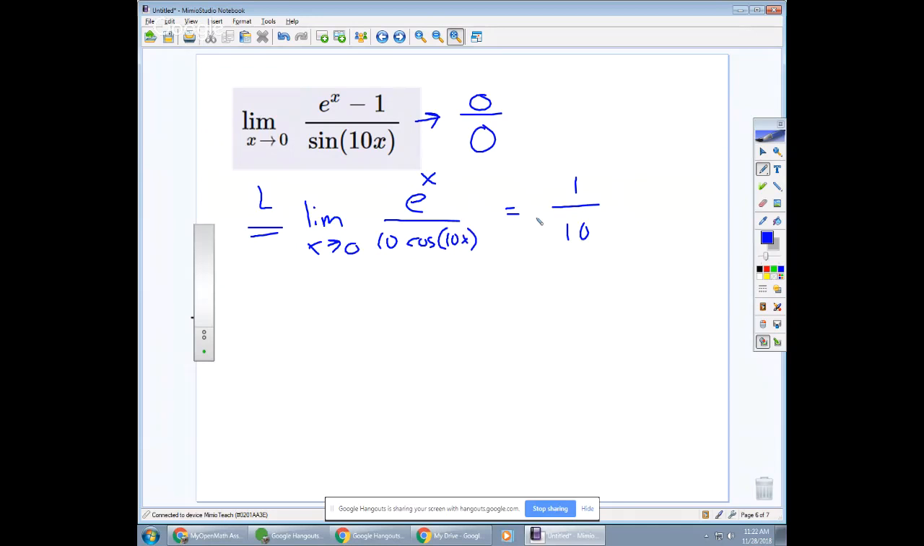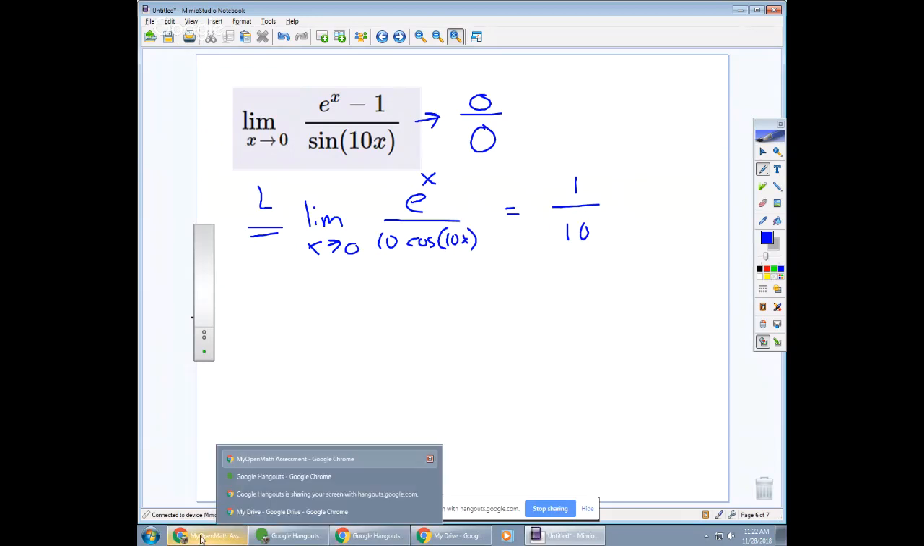Yeah, so the pattern is check to see if it matches L'Hopital's rule. If it does, apply L'Hopital's rule. It doesn't hurt sometimes to try a little algebra first, see what happens. Sometimes you hit a dead end. Sometimes it makes L'Hopital's rule easier. You never know. All right, new topic.